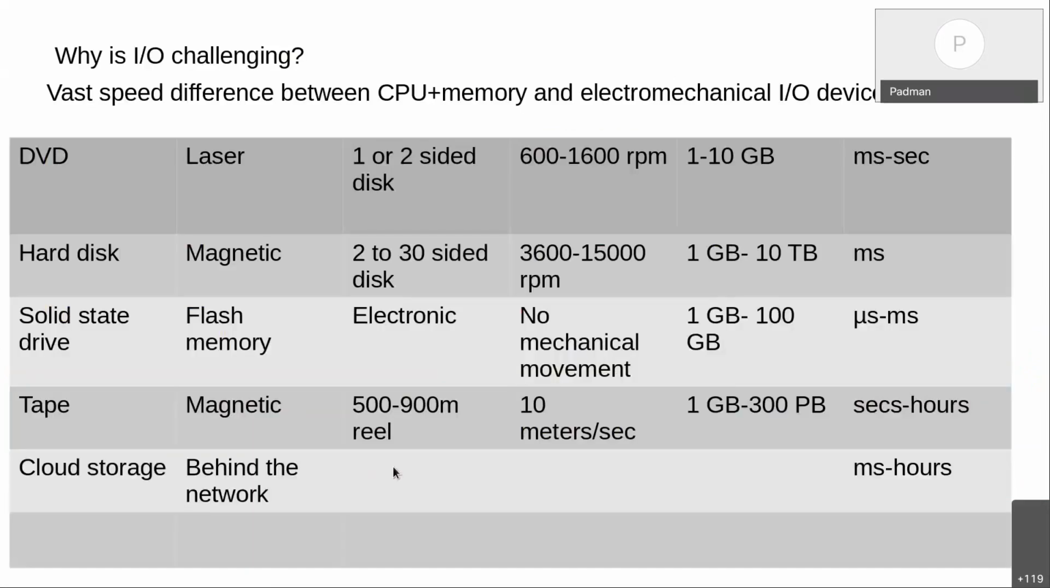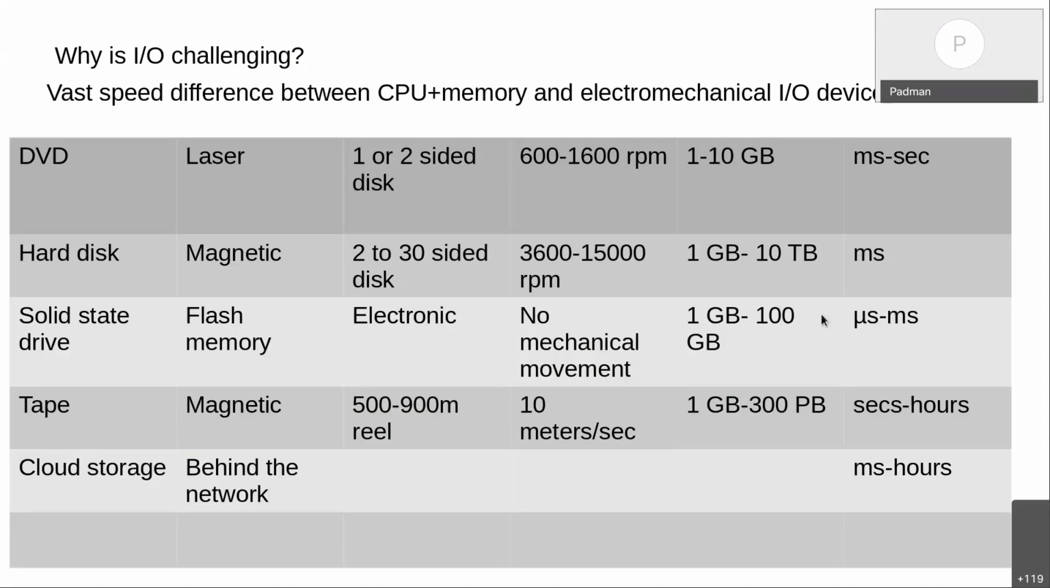Okay, but why now, as a programmer, should input be challenging to you? The main problem is the speed difference. The main memory and the CPU are very fast, nanoseconds to microseconds to access. But all the other devices, especially the electromechanical devices like optical discs and hard disks, are much slower. I'm talking about access time.